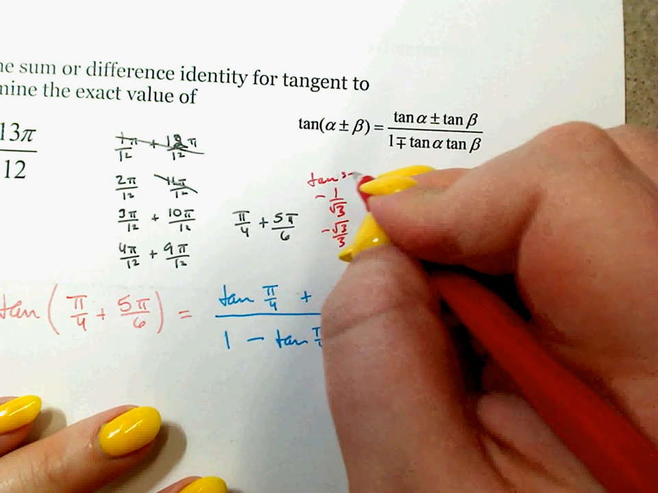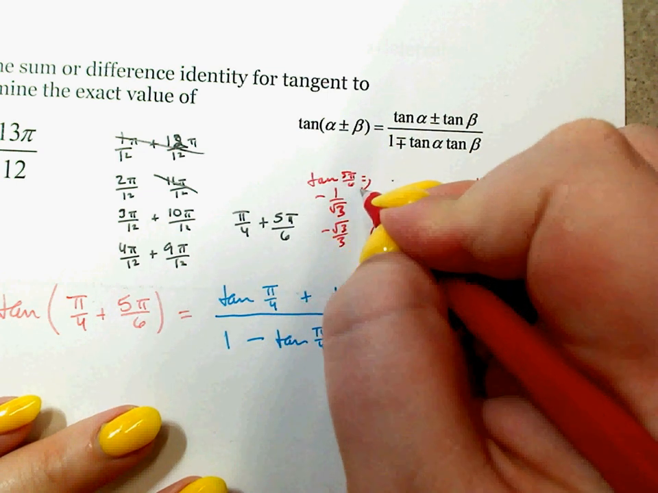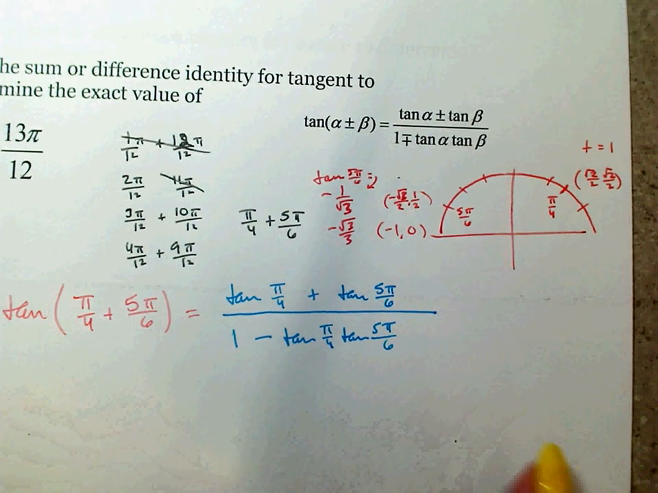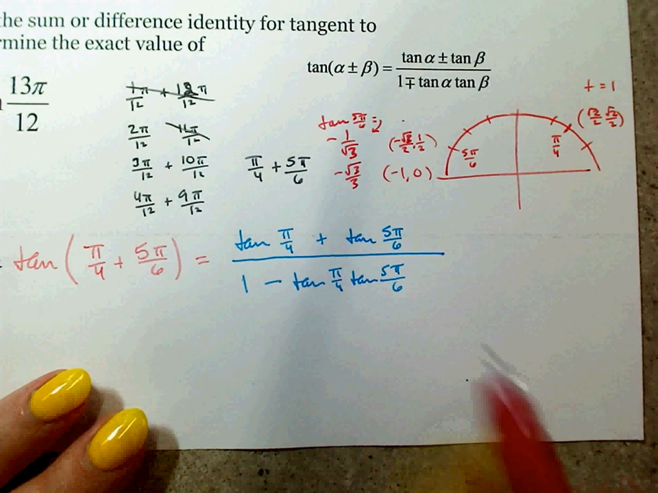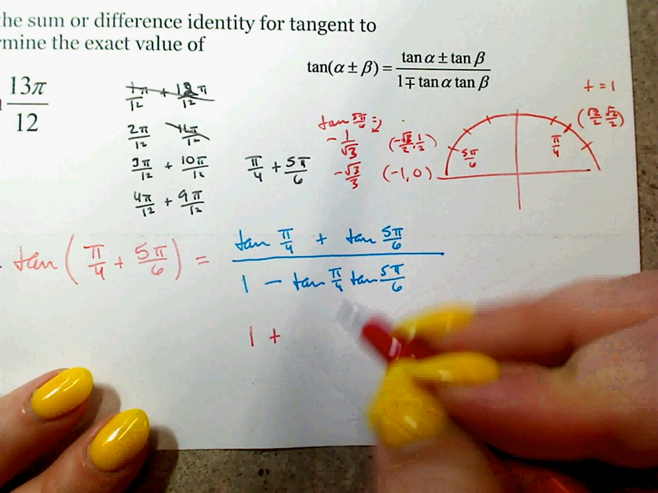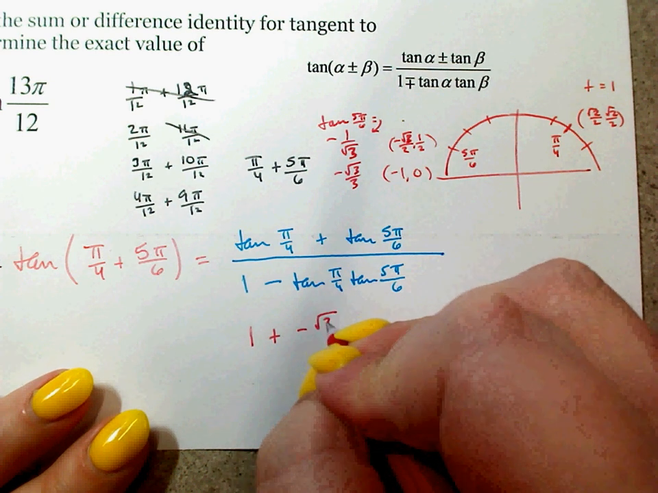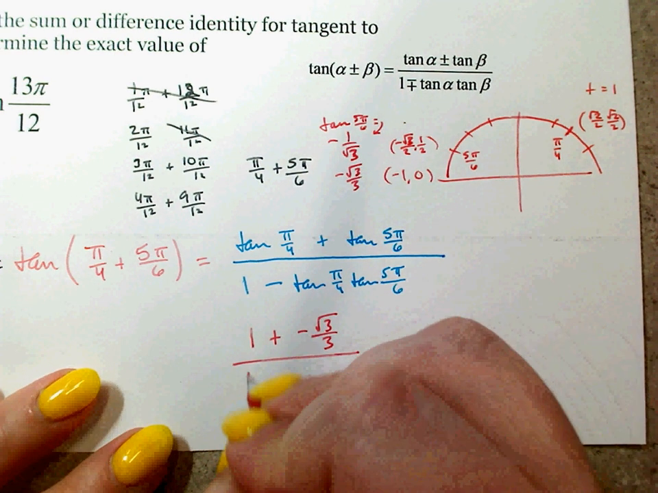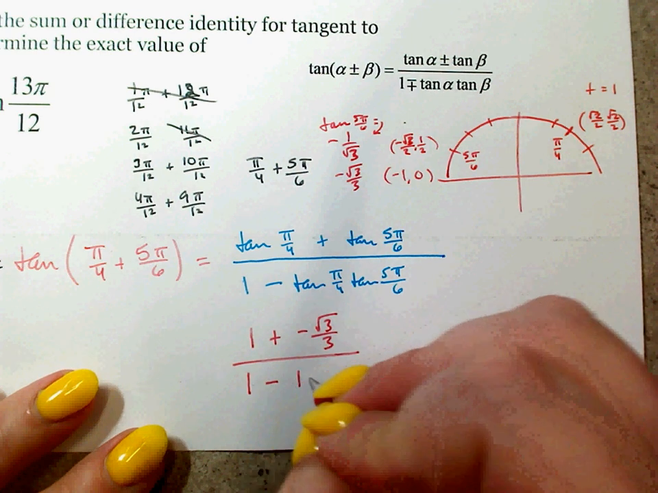Okay, so let's plug them in. Tangent of pi over 4 is 1. Tangent of 5 pi over 6 is negative square root of 3 over 3. So we have 1 minus tangent of pi over 4, which is 1, times tangent of 5 pi over 6, which is negative square root of 3 over 3.